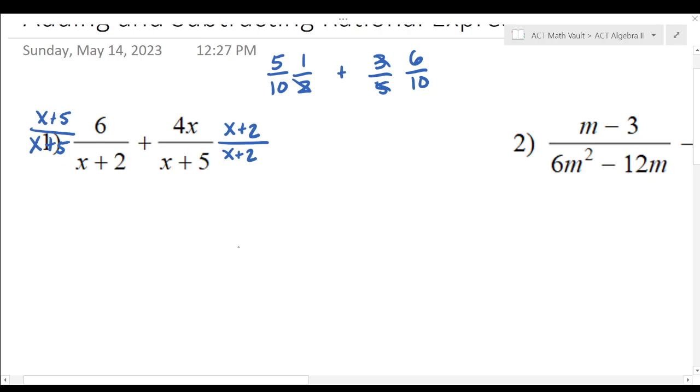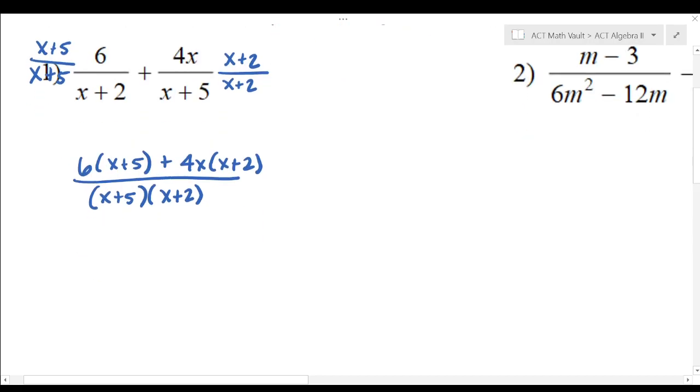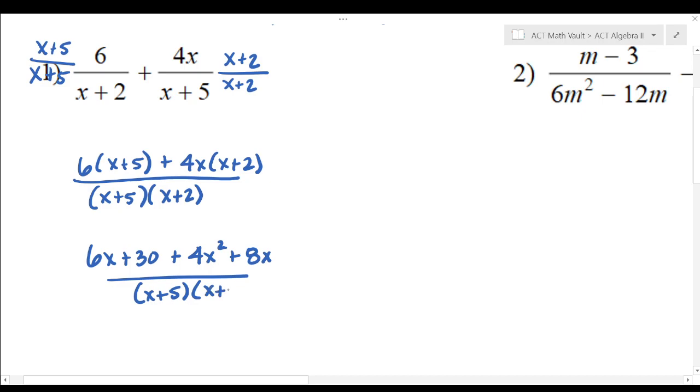Why? Because our common denominator is just going to be x plus 5 and x plus 2. Similarly, it was 5 and 2 needed to multiply to 10 here. So both of those need to be incorporated in the denominator, and you can just leave them like that. On top, though, we have 6 times x plus 5 plus 4x times x plus 2. That simplifies to 6x plus 30 plus 4x squared plus 8x all over x plus 5, x plus 2.